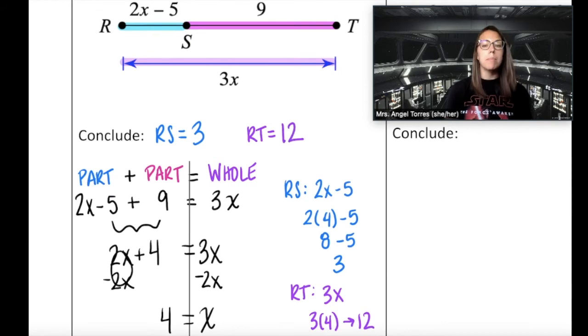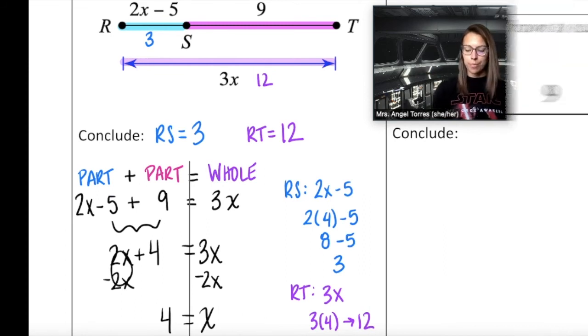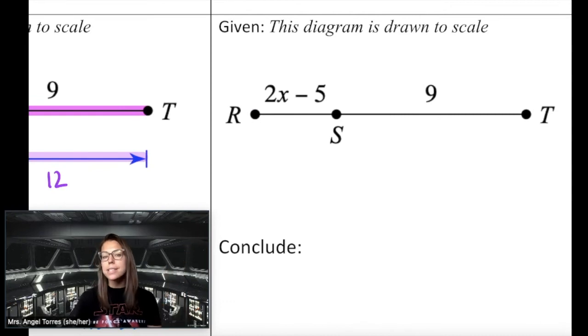Now, does that make sense? Does 3 plus 9 give you 12? Absolutely it does, which means we've now made as many conclusions as possible on this diagram. Now, what if we were given this diagram?